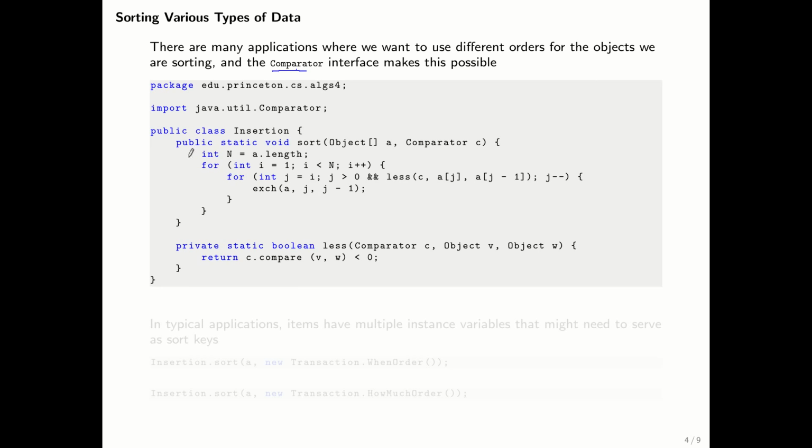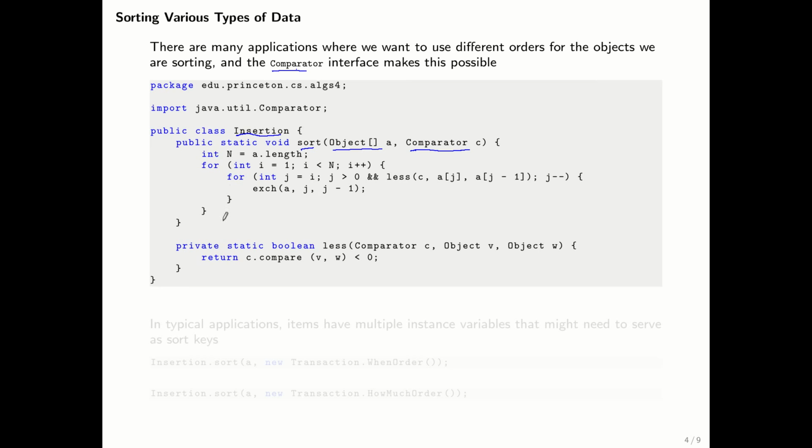So here, what I'm showing you is the program insertion, which implements insertion sort. But here we are looking at the version of the sort method that takes an array of objects as the first argument. So it's not an array of comparables, it's simply an array of objects. And then in addition, it also takes a comparator object, C, which is of type comparator. It's this comparator object that will allow us to compare two objects from this array A.